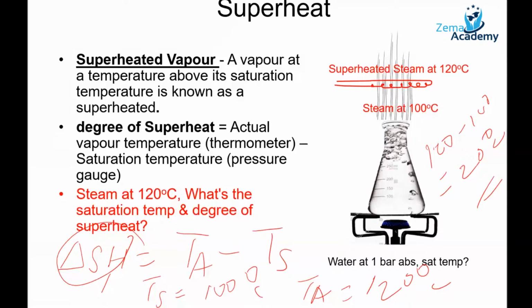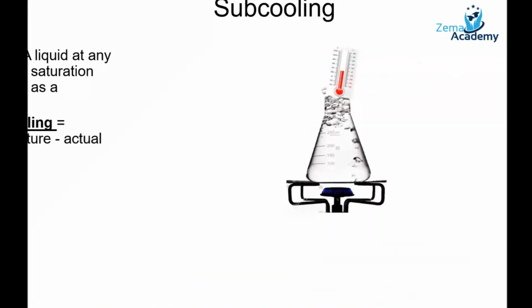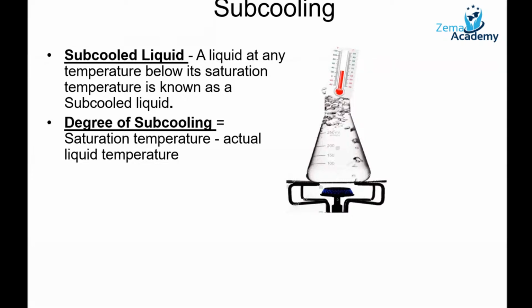So superheat, again, we will use it when we define our PH chart, where our superheat region lies. And the next one, similar to the superheat, is subcooling. Again, this is the opposite end of boiling, which is cooling. This refers to a liquid at any temperature below its saturation temperature. And we can calculate the degree of subcooling: degree of subcooling is Tsat minus T actual.